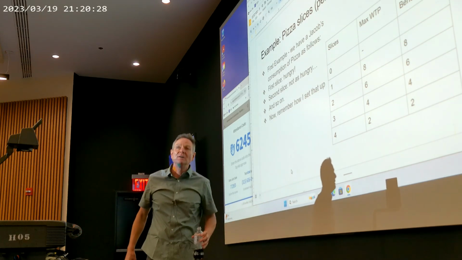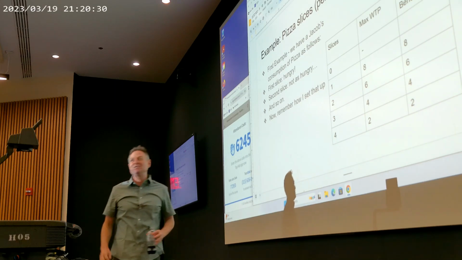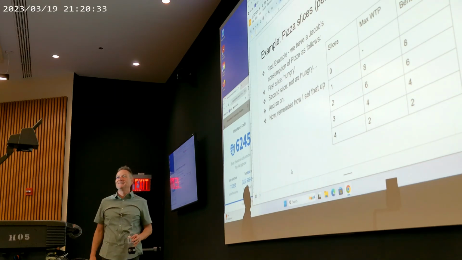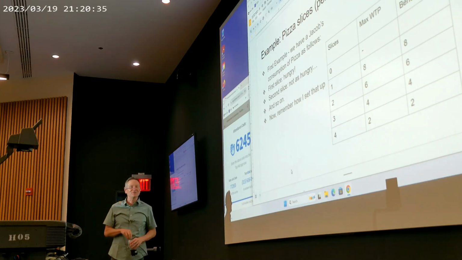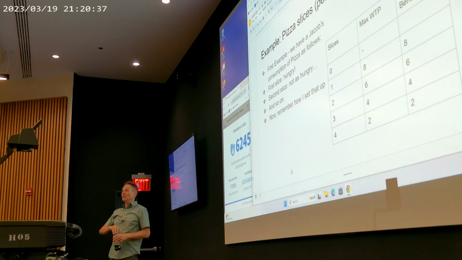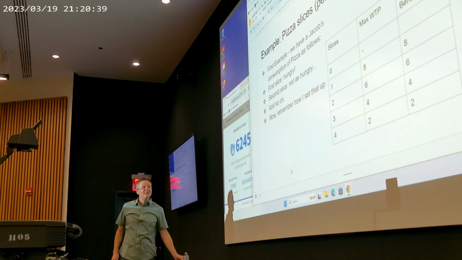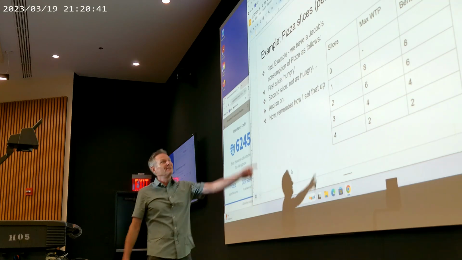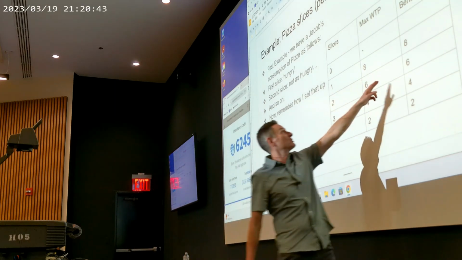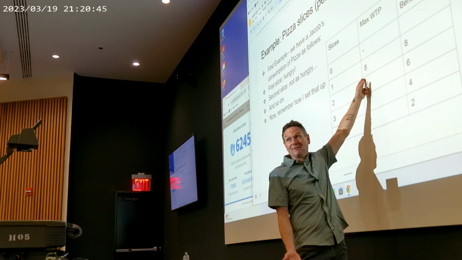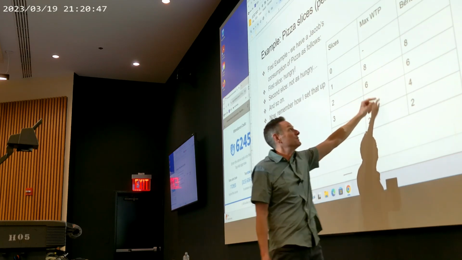Max WTP means max willingness to pay. Thank you. Good clarification there. The maximum he would be willing to pay for a piece of pizza. That first slice, well, his marginal benefit's 8, so the most he would pay for it is 8 as well, right? He would never pay more than the benefits.